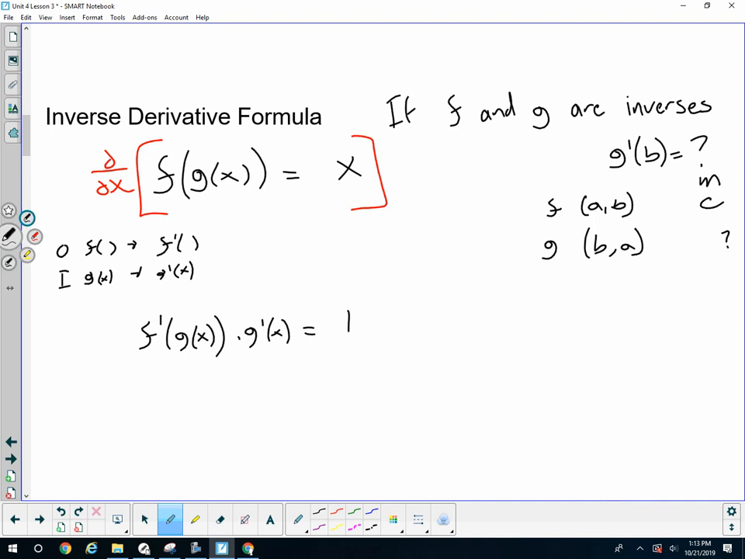So I got a equals 1. And I want a formula for the derivative of g. So I could plug in b. Well, there's g prime of x. I could just divide both sides by f prime of g of x. And I get g prime of x equals 1 over f prime of g of x.